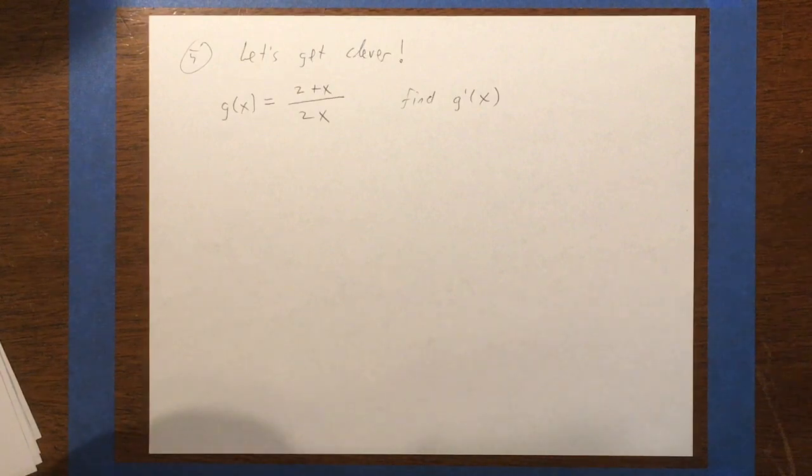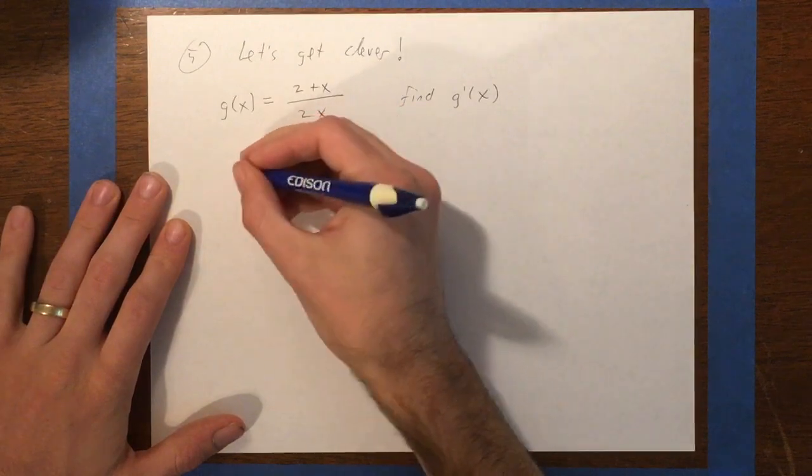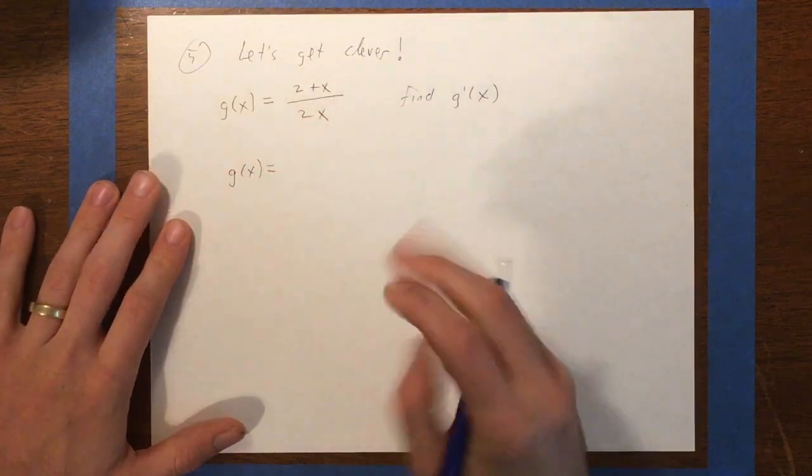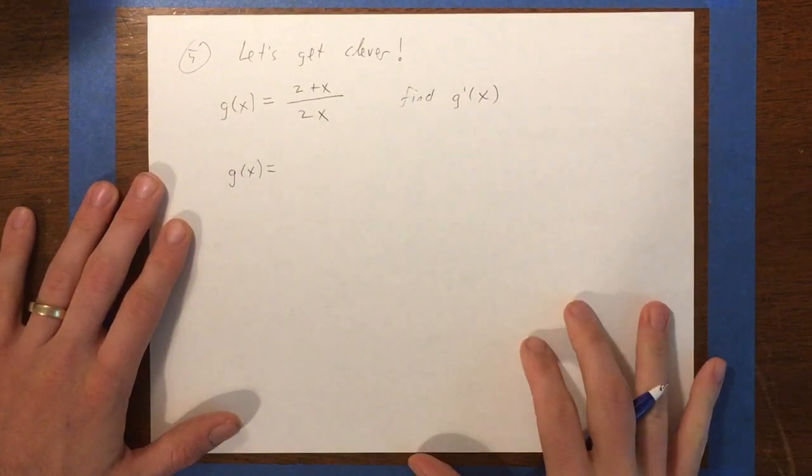But if you get clever with it and do a little bit of algebraic simplification, then you can turn it into an equivalent format which can be differentiated using the simple rules we've already learned. So the first step is to mess with the function g itself. I'm not going to try doing any derivatives yet. I just want to mess around with g.